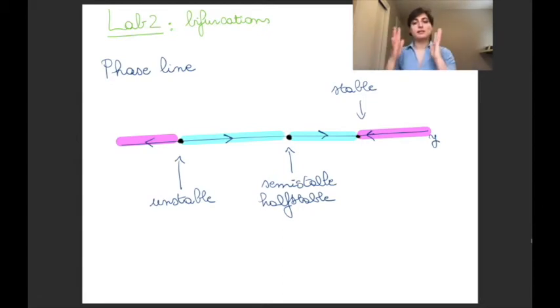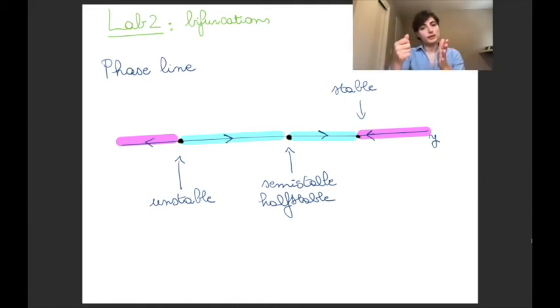While the equilibrium in the center of our phase line is semi-stable, half stable. This is because on both sides of the equilibrium, the derivative of y, f of y, is positive. So on both sides of this equilibrium, the solution y tends to the right. That means that if you start on the left of this equilibrium, you tend to this equilibrium because you're moving towards the right.